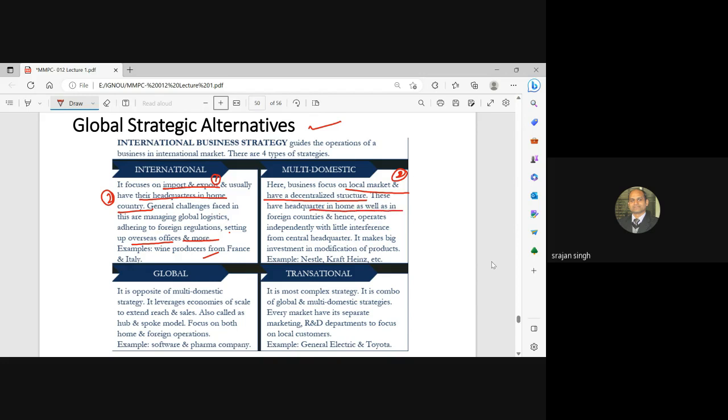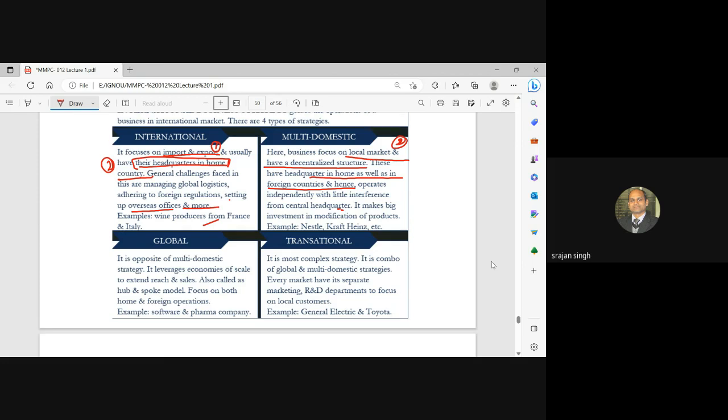Now let's understand the difference between these two. In international, usually their headquarters is in the home country, right? But in multi-domestic, they have headquarters in the home as well as in the foreign country, and hence operate independently with little interference from central headquarters. It makes big changes in modification of products, such as Nestlé, Kraft, Heinz, etc.